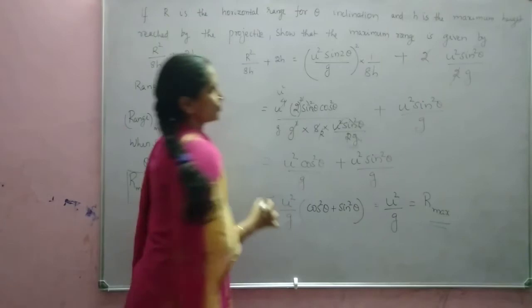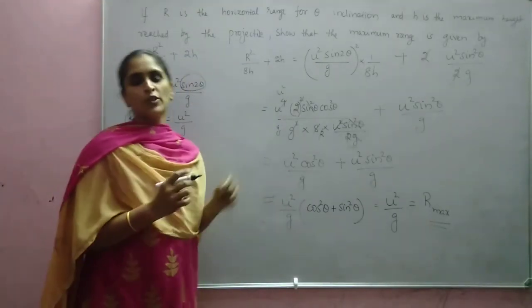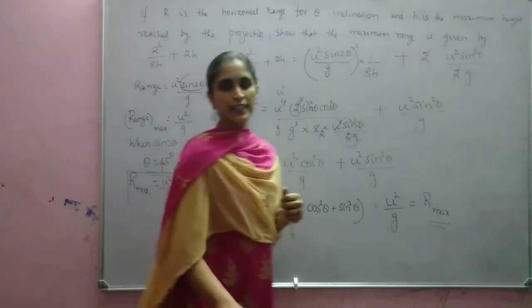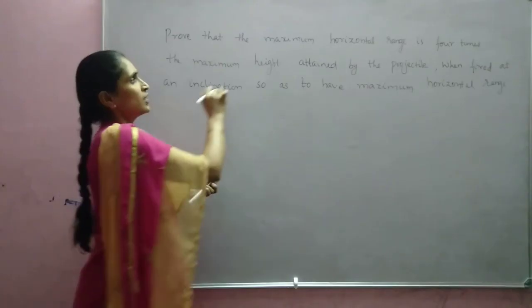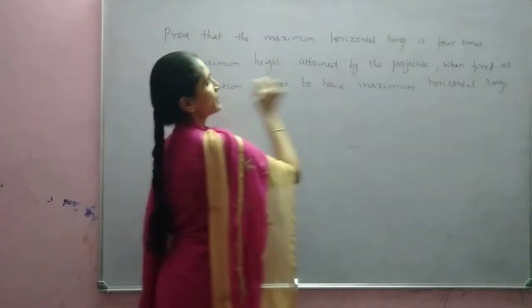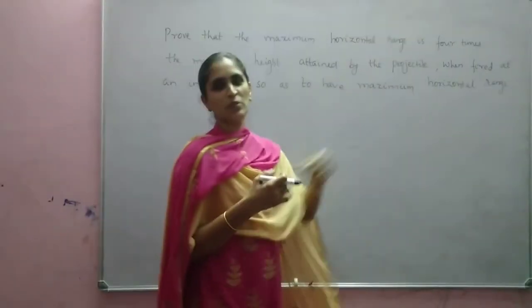So we can show that maximum range is given by R square by 8H plus 2H. Is it clear? Now we will discuss the next problem. Prove that the maximum horizontal range is 4 times the maximum height attained by the projectile when fired at an inclination so as to have maximum horizontal range.